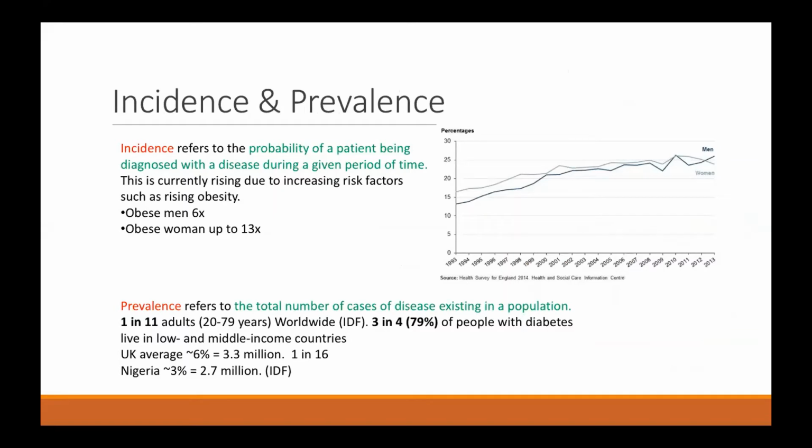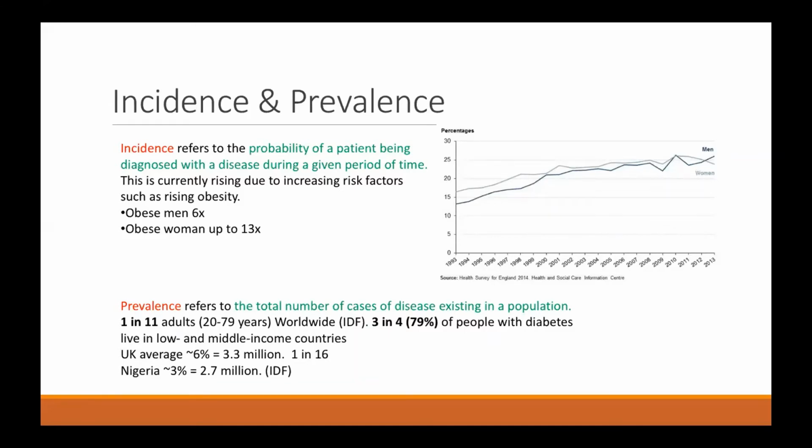So incidence refers to the probability of a patient being diagnosed with a disease during a given period of time. This is currently rising due to increasing risk factors such as rising obesity. So obese men are 6 times more likely to be diagnosed with diabetes, whereas for obese women, it's up to 13 times. Note that obesity is only associated with type 2 diabetes and not type 1. So the graph shows the positive correlation and steady % increase over time.